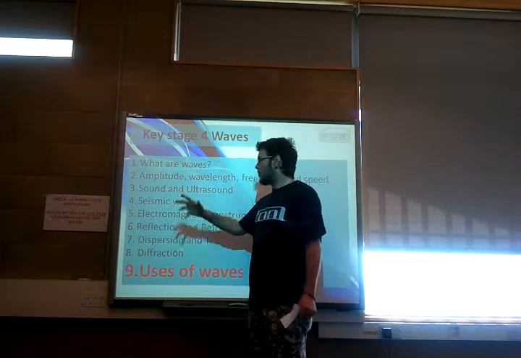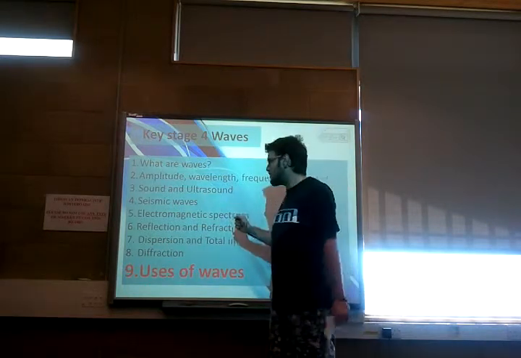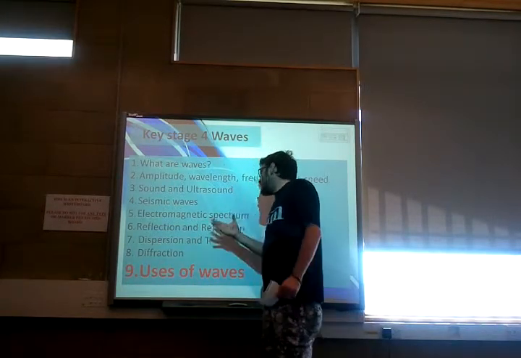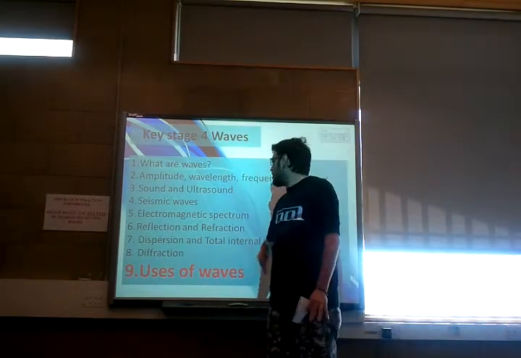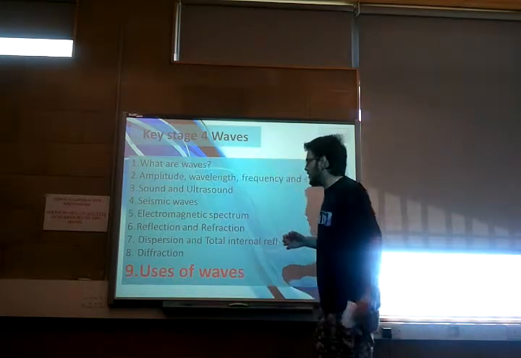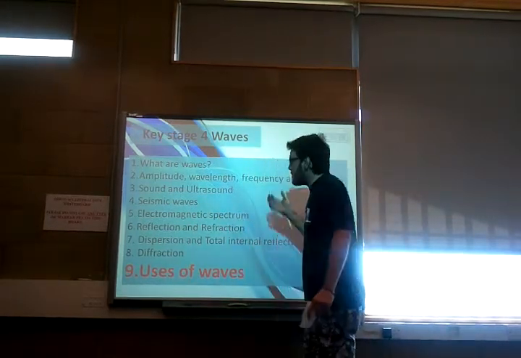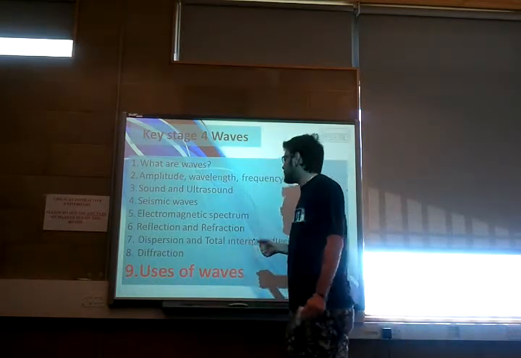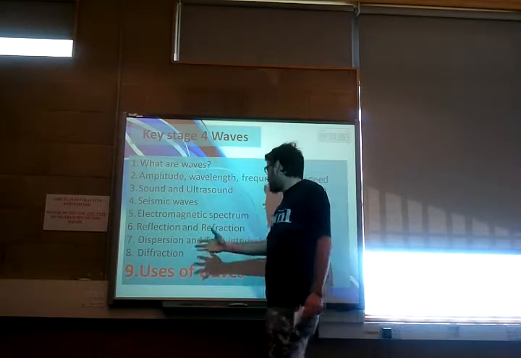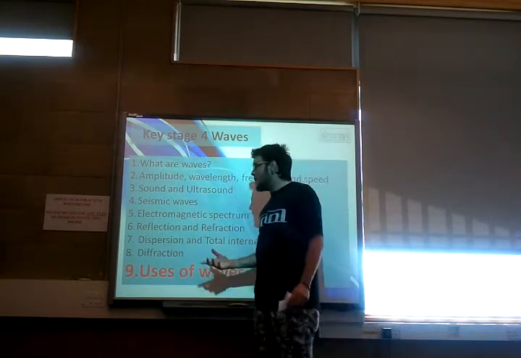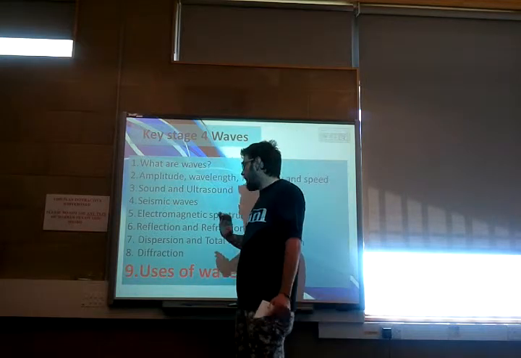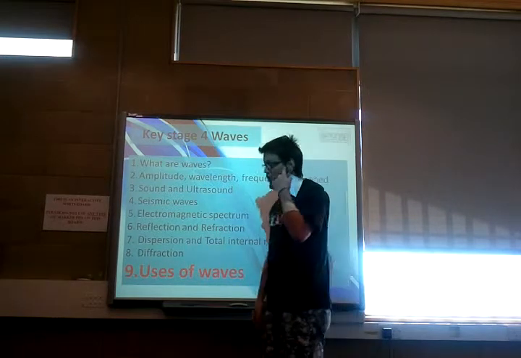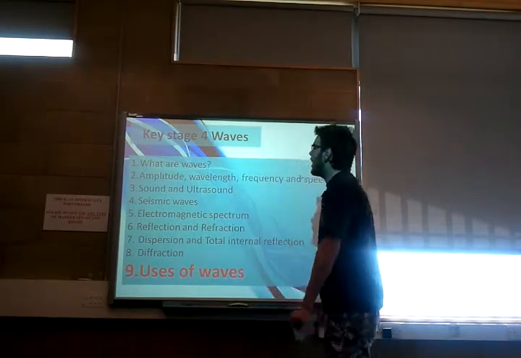We then started having a look at the 3 different types of waves. We looked at sound and ultrasound waves, seismic waves, and the electromagnetic spectrum, visible light and all other types of light waves involved in that spectrum. We then moved on and had a look at the interactions of waves and how they change across different mediums, where we looked at reflection and refraction, dispersion and total internal reflection, and last lesson we were looking at diffraction.